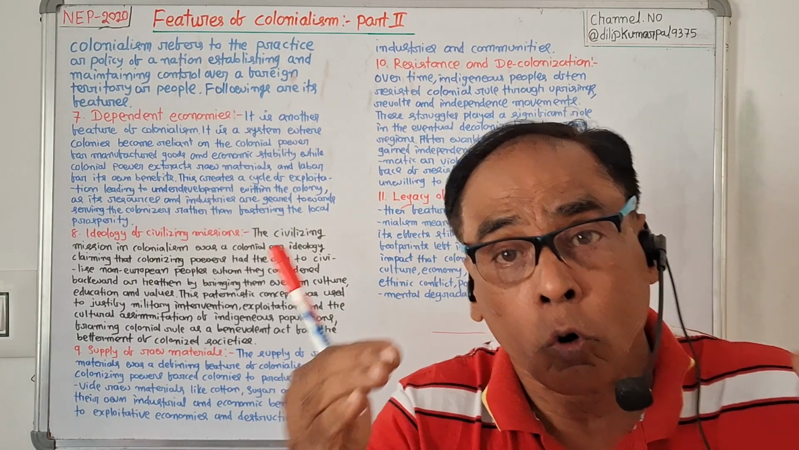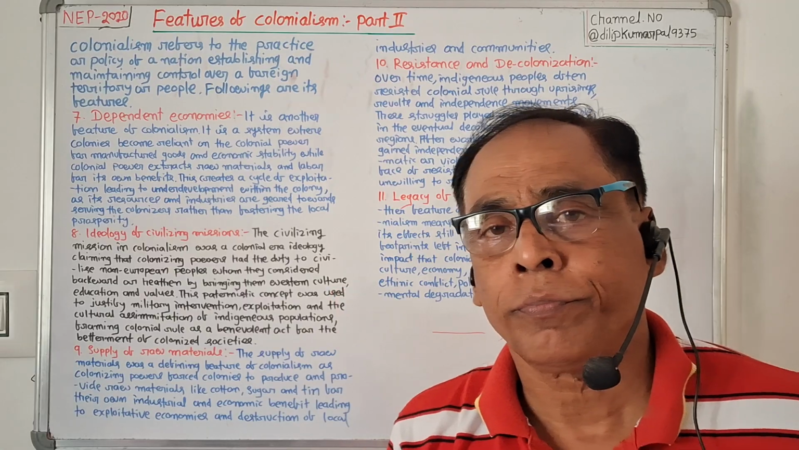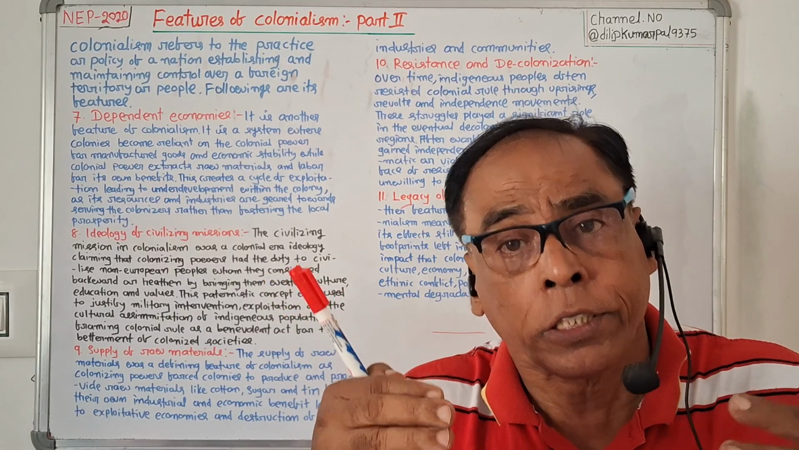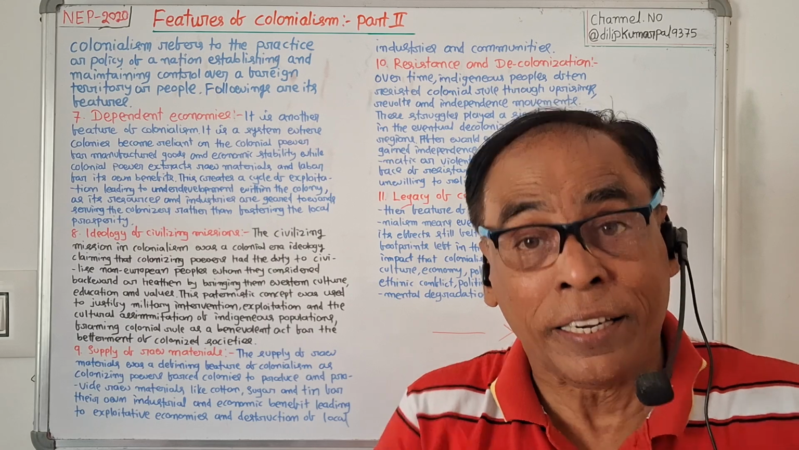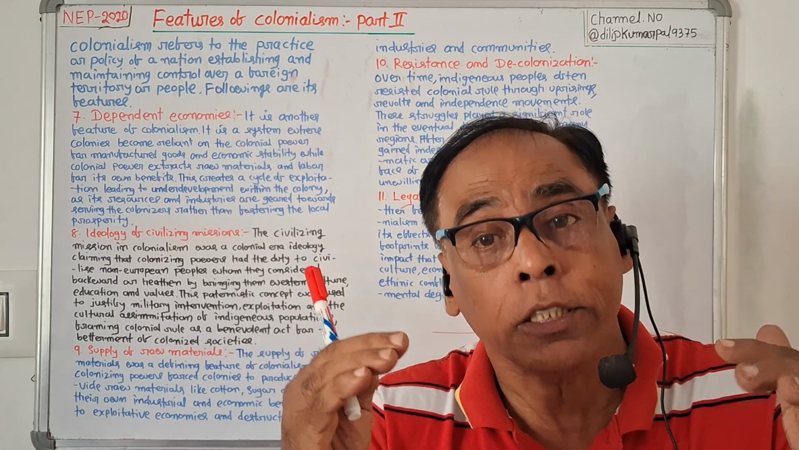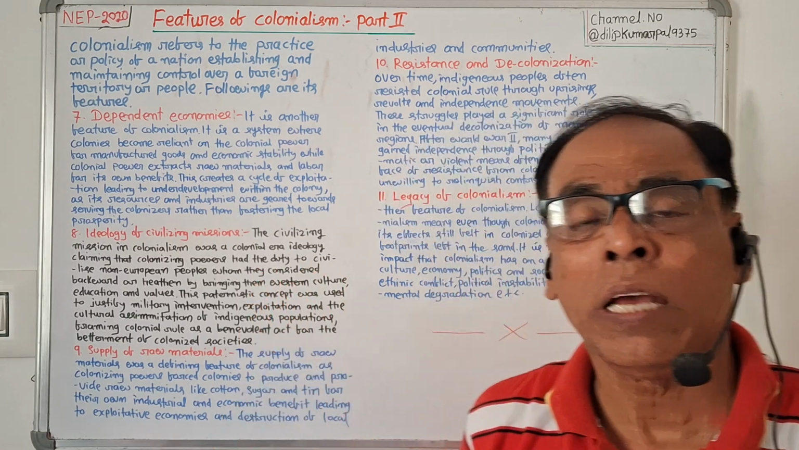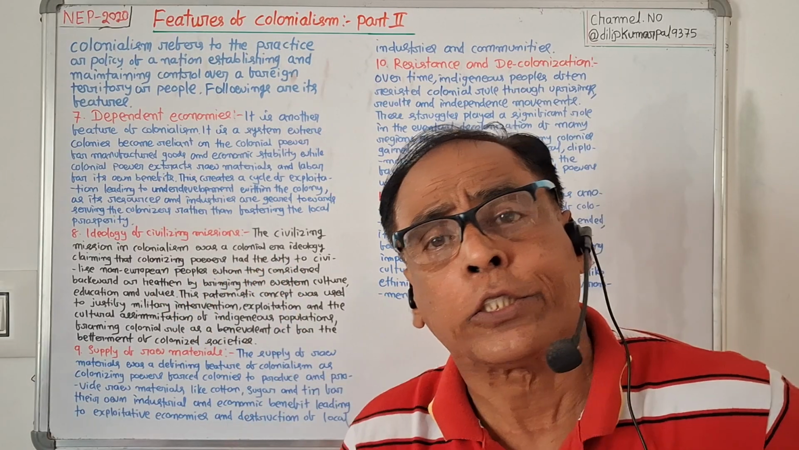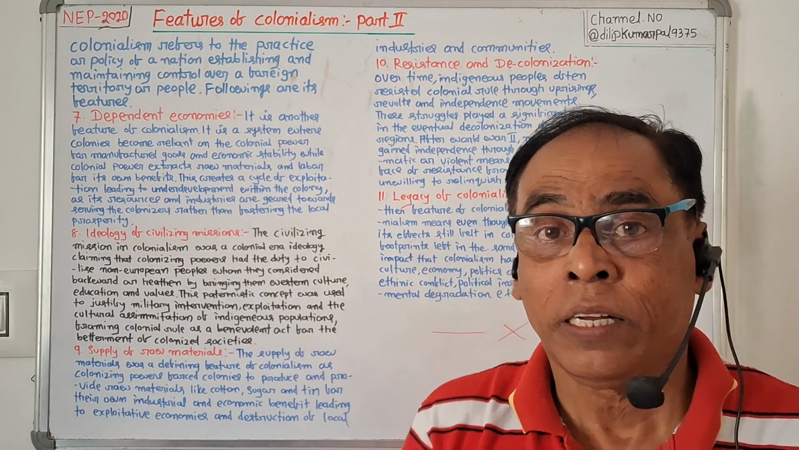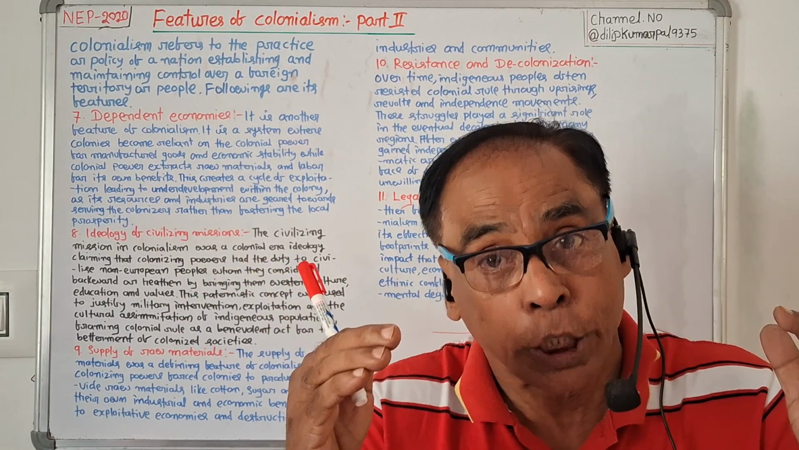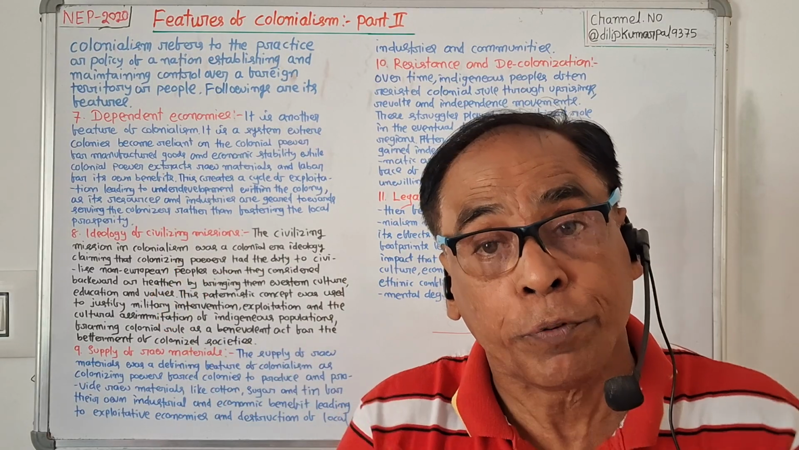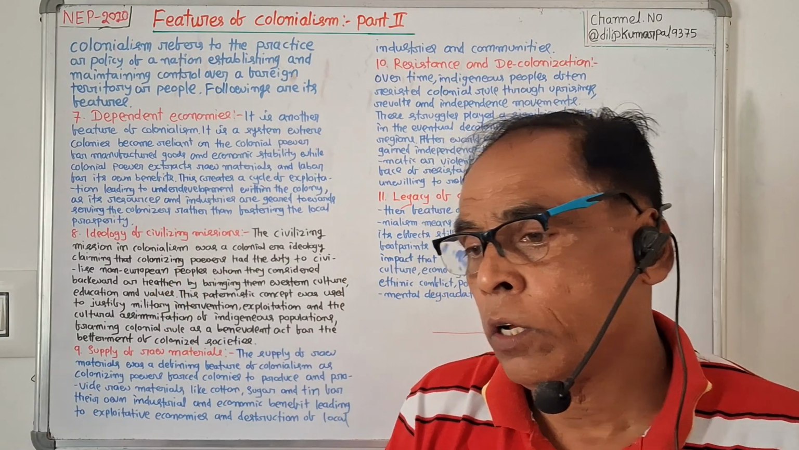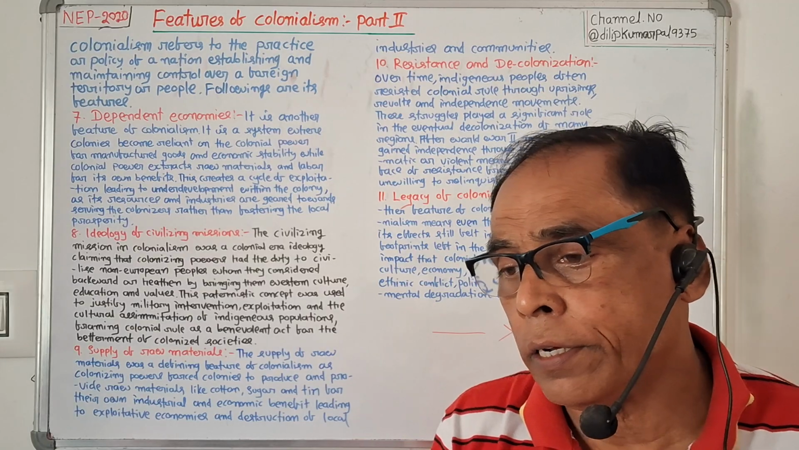In Features of Colonialism Part 1, I have discussed 6 features of colonialism, and in today's video, Features of Colonialism Part 2, I will discuss some more features of colonialism. This feature of colonialism is found in +3 third semester core paper number 5, which is Colonialism and Nationalism in India.